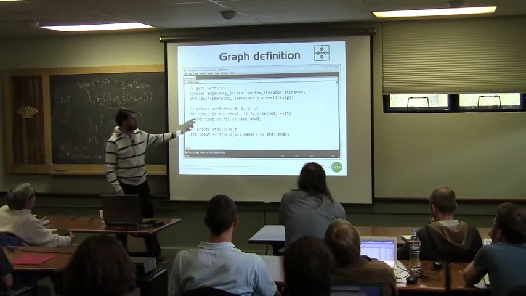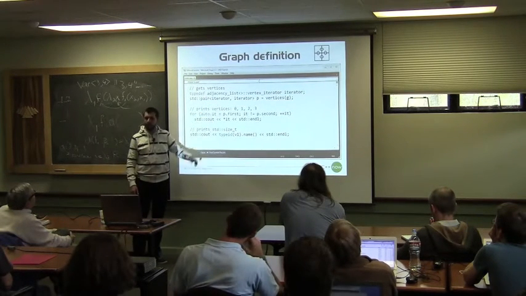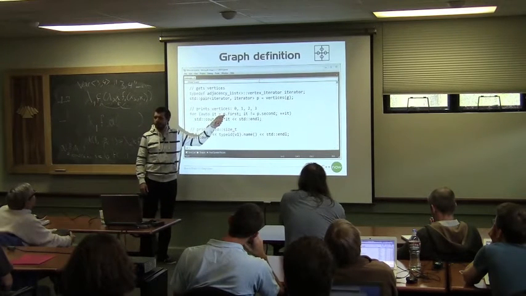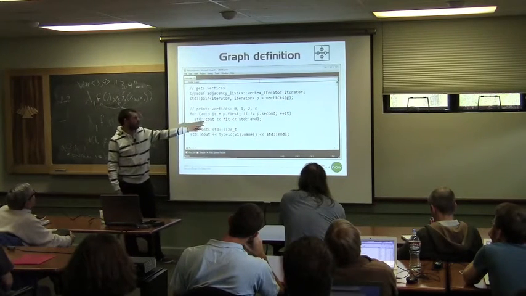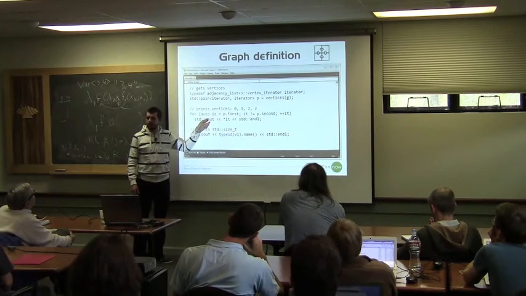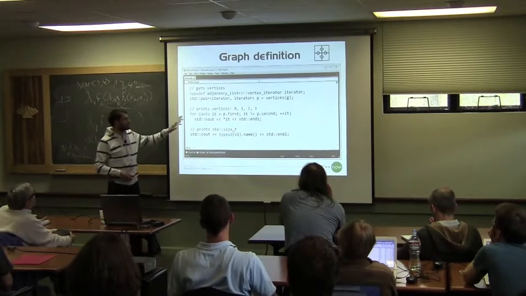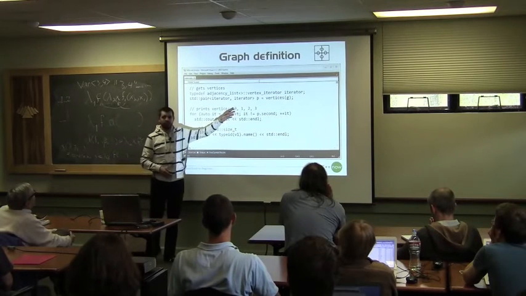Vertices returns a pair of iterators, begin and end. And I can use this pair of iterators now to iterate over all the vertices in the graph. And here I'm just printing the vertex descriptor to the screen. So what do I get? If I run this code, I will see 0, 1, 2, 3.